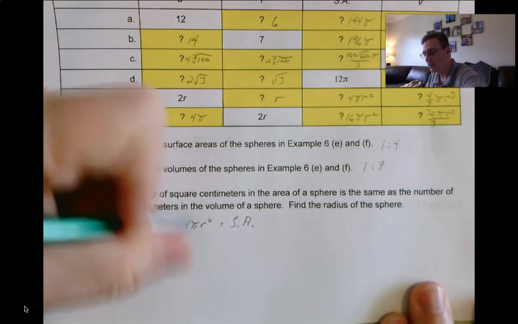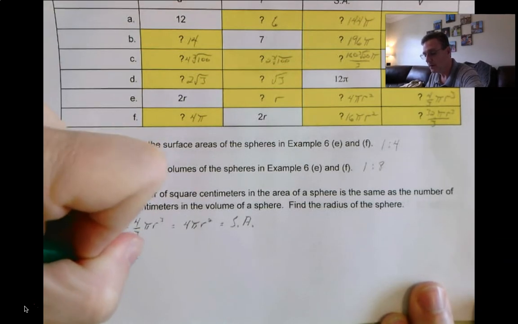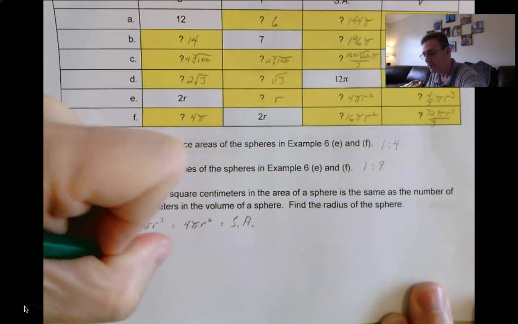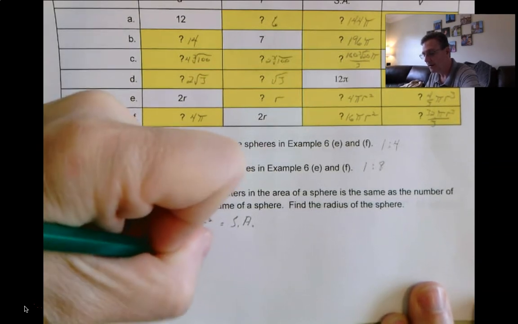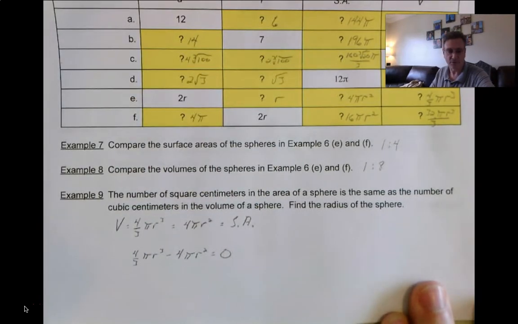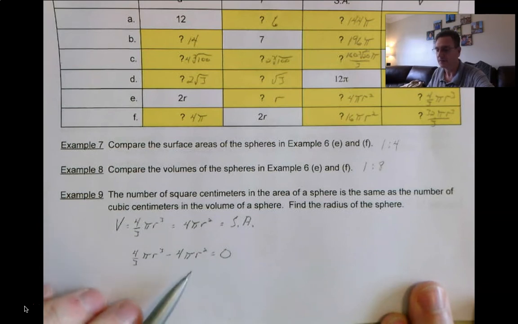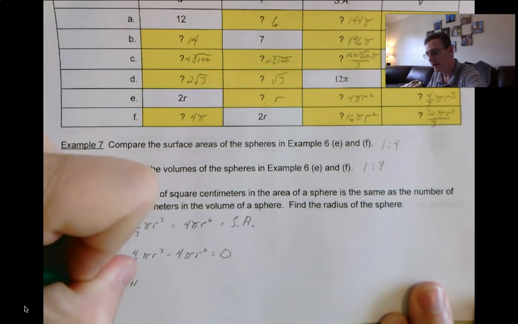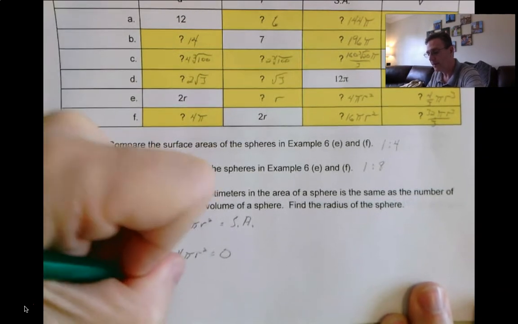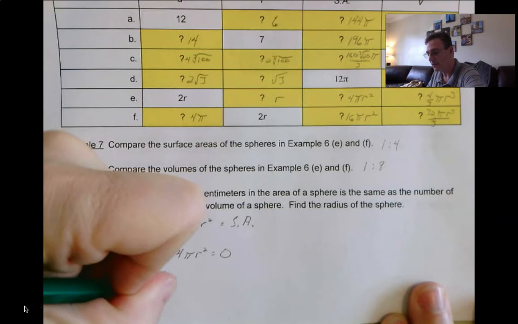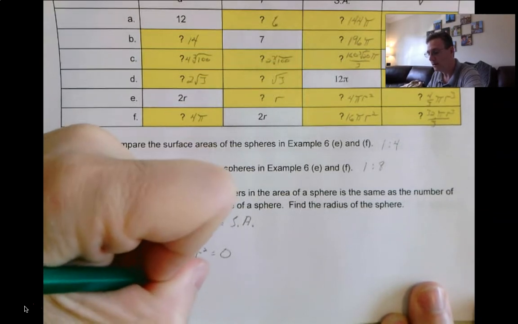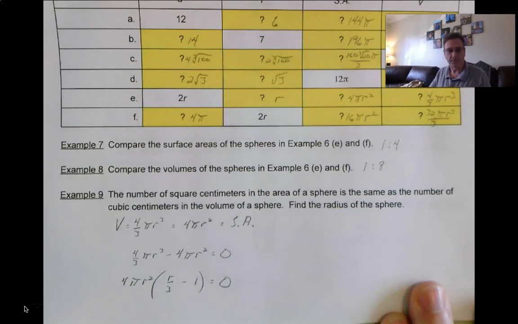We're going to set it equal to 0. So we have 4/3 pi r cubed minus 4 pi r squared equals 0. We're going to solve this the correct way algebraically. There's a slightly quicker way of solving this, but I'm going to solve this the full algebra way, because you're going to be doing this in Algebra 2. I'm going to factor out a 4 pi r squared. 4 pi r squared in common. What I'm left with is r over 3 minus 1 equals 0.